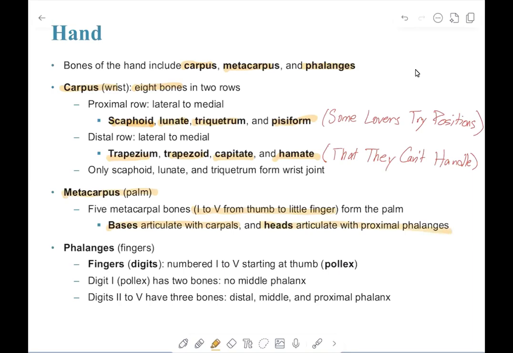The phalanges, each of digits 2 through 5, are going to have 3 bones: distal, middle, and proximal phalanx. Digit 1, which is the thumb, has 2 bones and no middle phalanx. So the fingers are the digits, the phalanges, number 1 through 5, starting at the thumb.